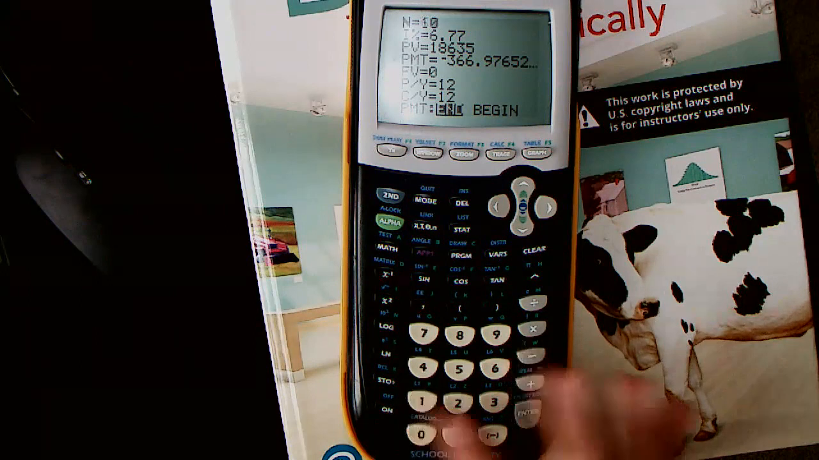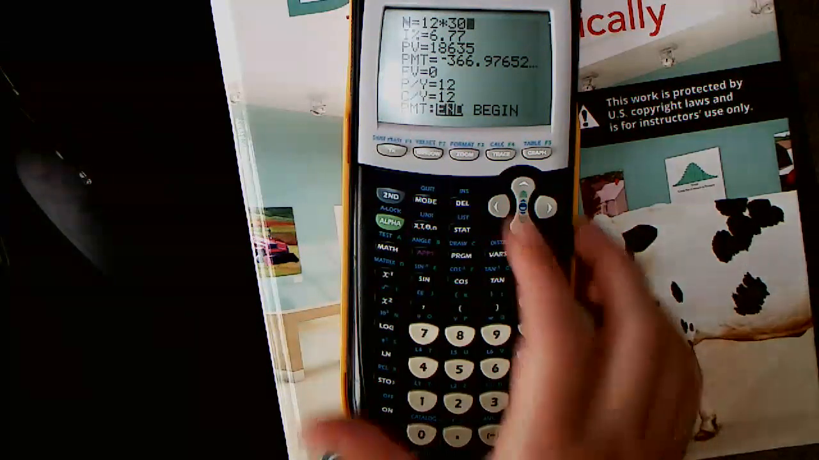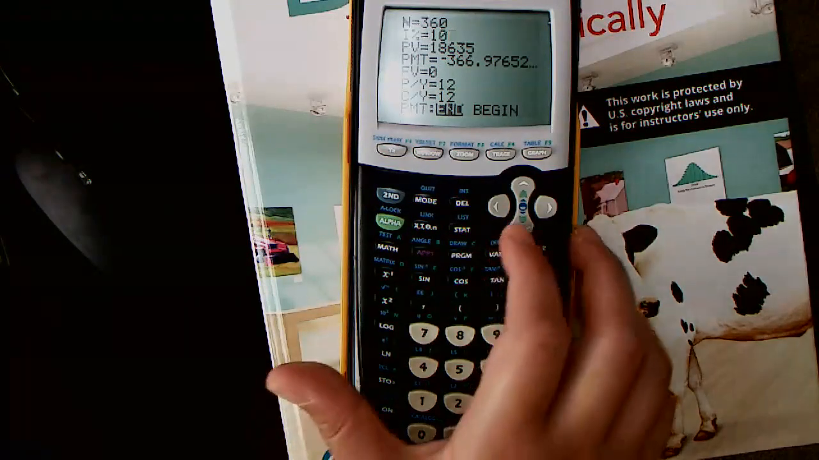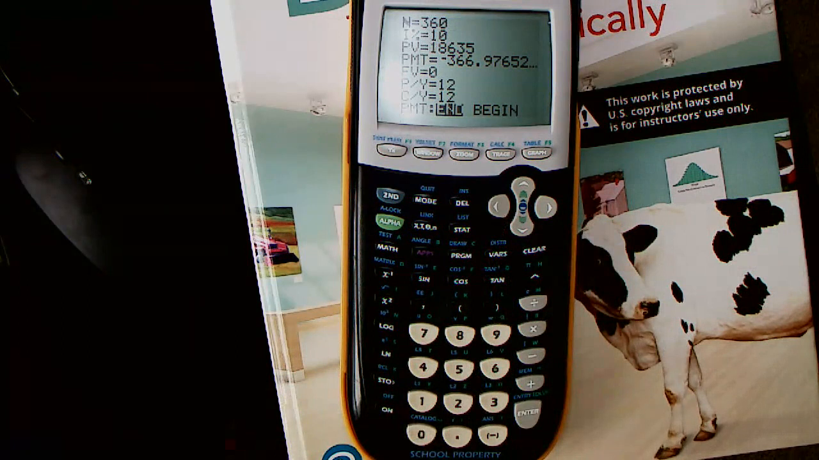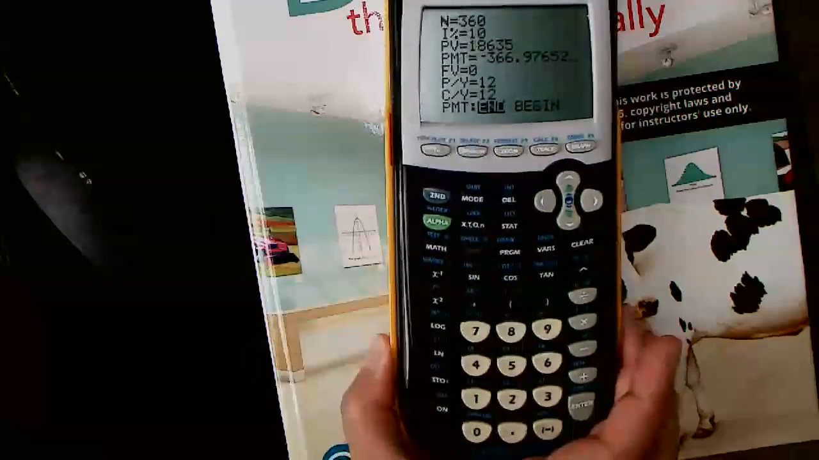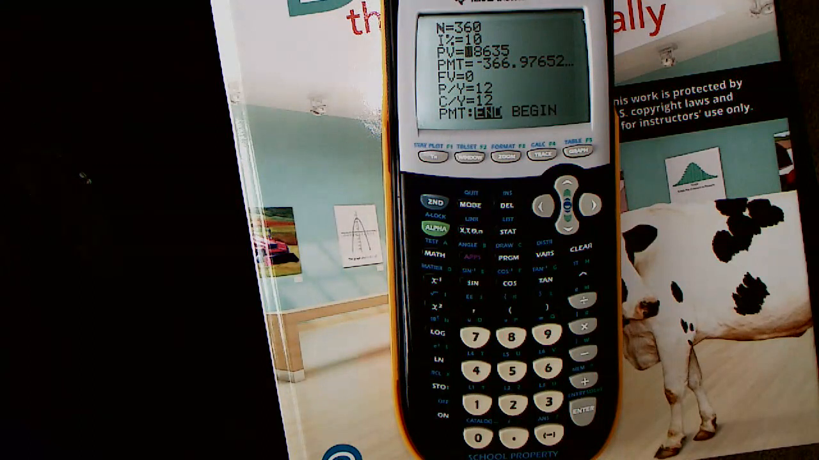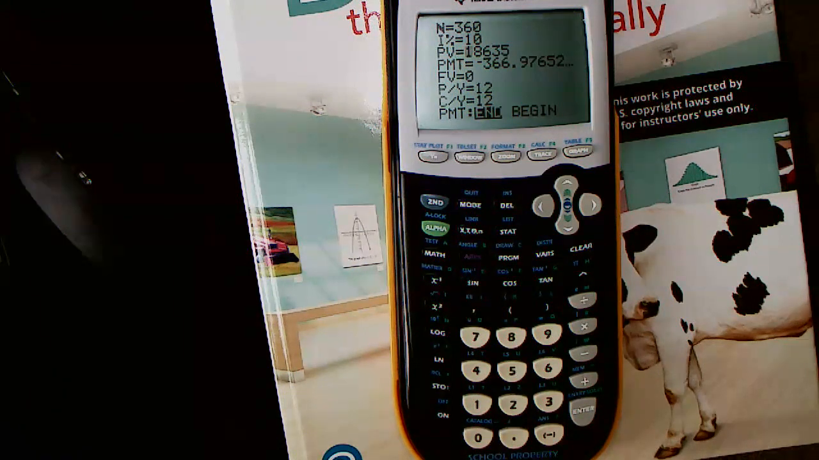So monthly payments, 12 times 30, 360. Annual interest rate, 10%, very high. I hope in reality we will not get that high. Present value is the loan amount. I'm going to go back to Part B. The mortgage can be found in Part B, 188,000.